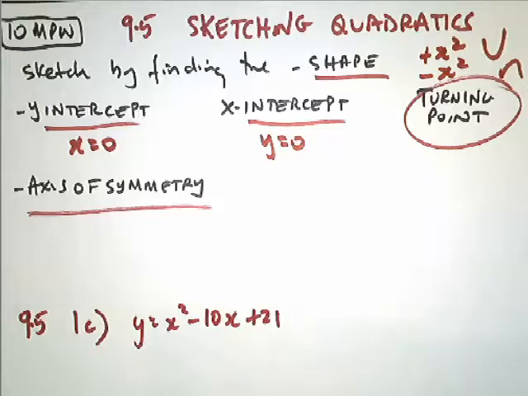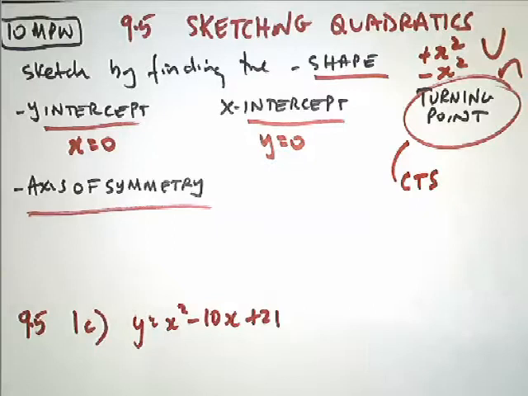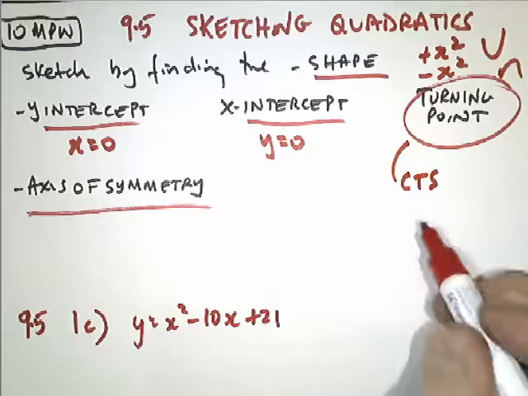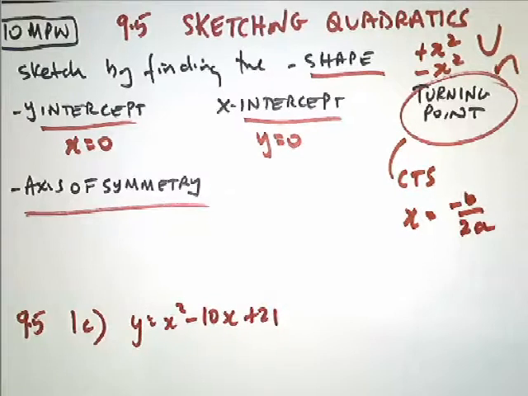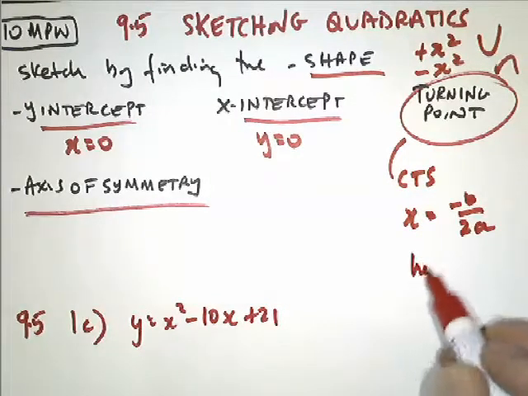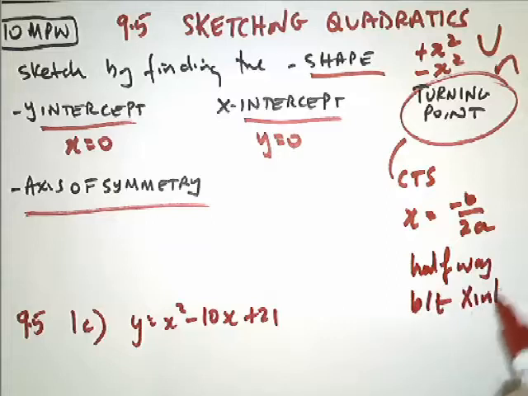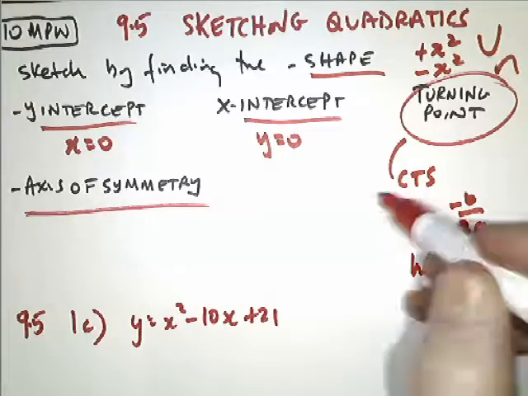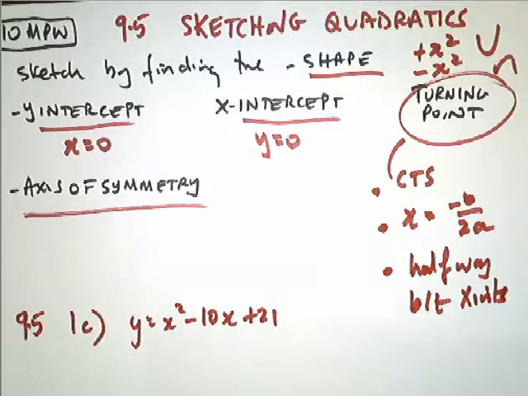Turning points can be found a number of ways. You can complete the square and then read the turning point information. The x-coordinate is equal to minus b over 2a. Or you can go halfway between the x-intercepts. So really you've got 3 different methods of being able to find the turning point. Which one you use will depend upon the circumstances of the question you have.